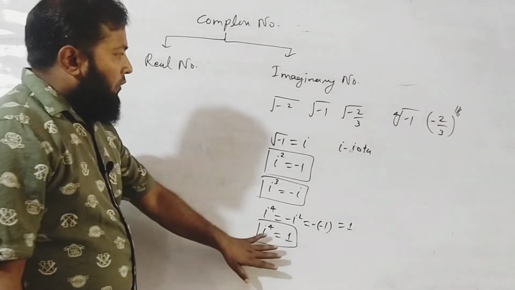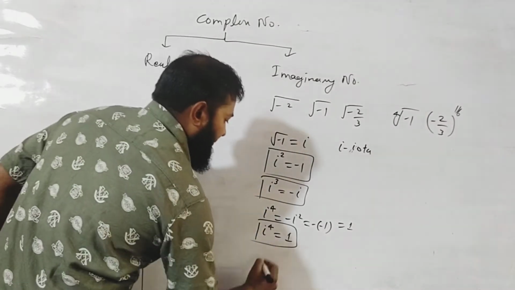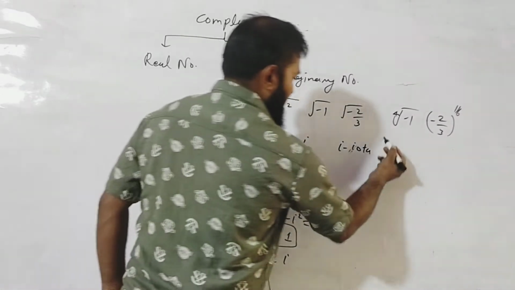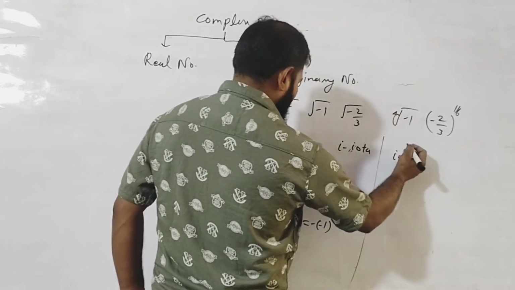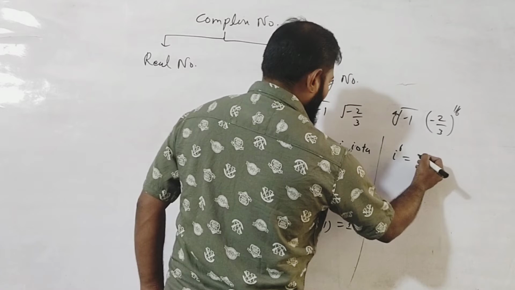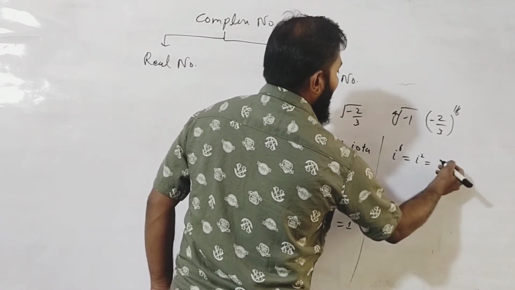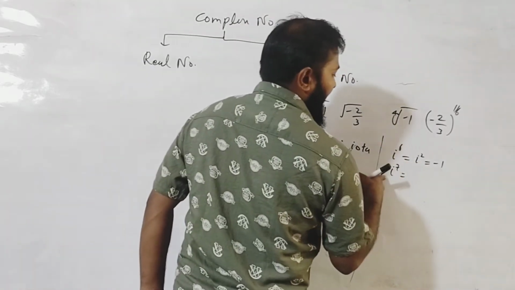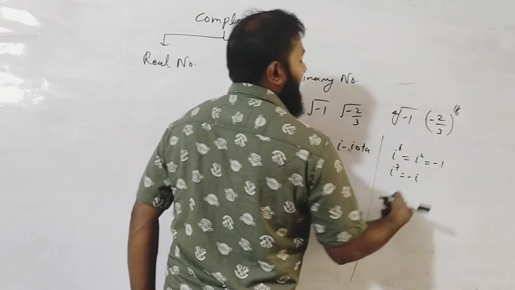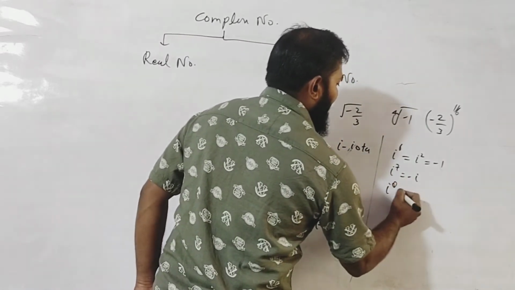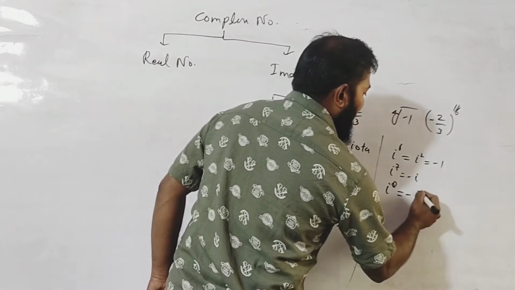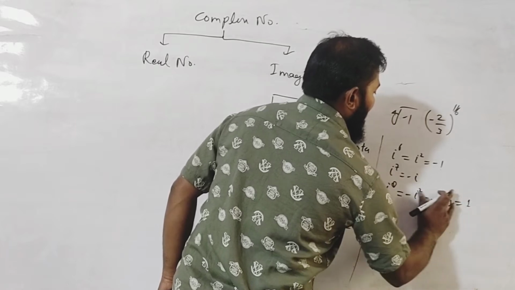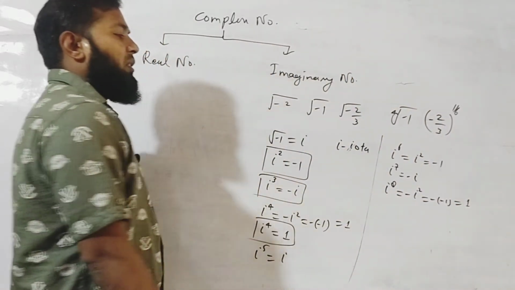Okay, further we multiply by i. Again, i raised to the power 5 is equal to i, and again multiply by i, i raised to the power 6 is equal to i squared, and i squared is replaced by minus 1. Again multiply by i, it becomes i raised to the power 7, and it becomes minus i, and again multiply by i, it becomes i raised to the power 8, which is minus i squared, and i squared is replaced by minus 1, then minus of minus 1 means 1. Okay, i raised to the power 8 equal to 1.